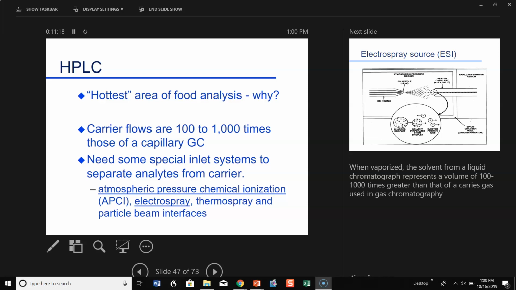And so there are different techniques: atmospheric pressure chemical ionization, electrospray, thermal spray, particle beam interface. Get a lot of innovation. How do we get these things into that instrument? How to get these compounds in and not the mobile phase?